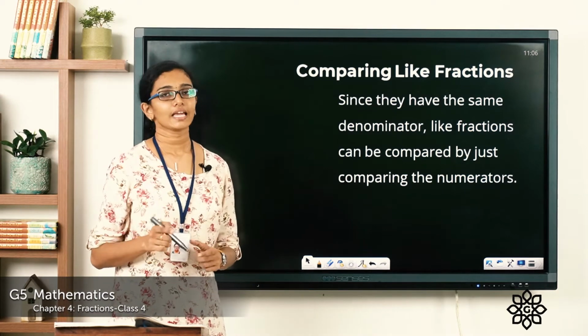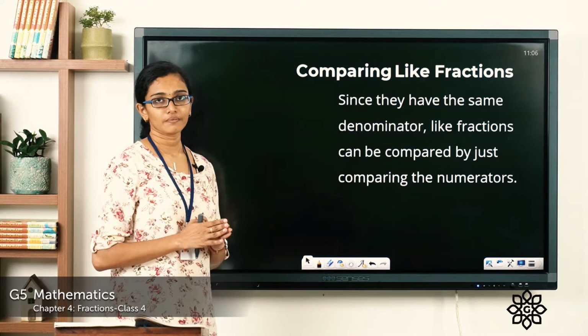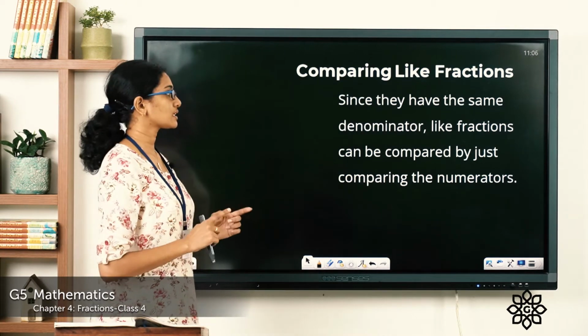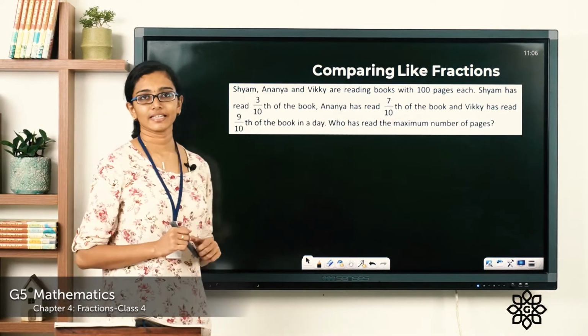Now how do we compare them? Since we have the same denominator or the same total number of parts, it's enough that we compare the numerators. So to compare like fractions, we just compare the numerators. Now let's see one example.